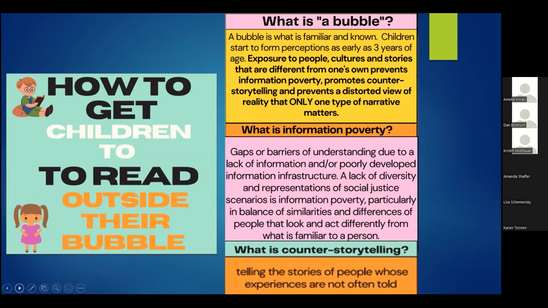It makes a person think that they are the norm and typical, and it leads to problems in perception. We want to present stories from people in counter storytelling roles, which means people whose experiences are not often told. Traditionally, in the last 100 years of book publishing, we've seen a lot of white middle class to upper class children, and the ones we see that are lower class are usually stereotyped. Can you go to the next slide?